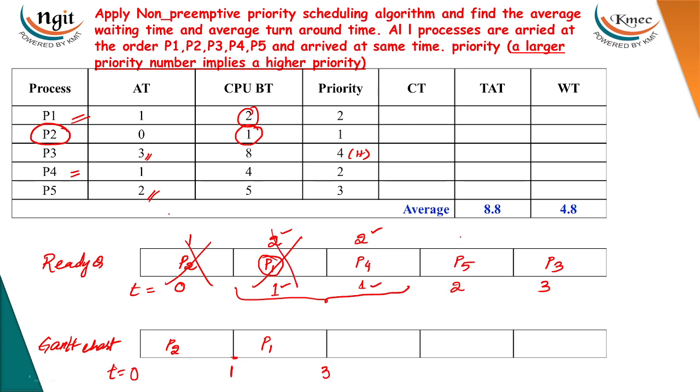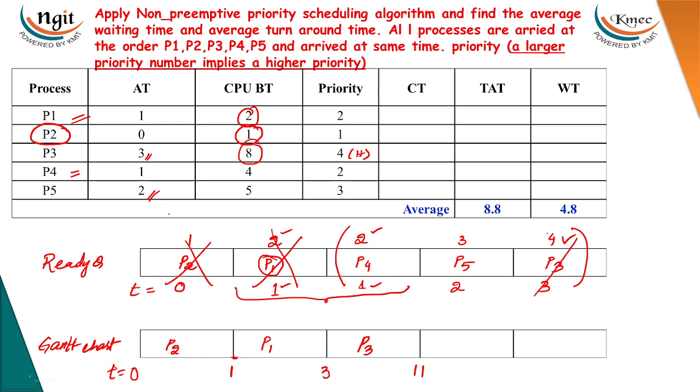Now write down the priorities of P5. What is the priority of P5? 3. What is the priority of P3? 4. Now at time t equal to 3, all the processes came to the ready queue. The processes that are left are P4, P5, P3. Out of these three, which one has the highest priority? Now compare here. P3 has the highest priority. So at time t equal to 3, P3 is loaded into the CPU and the burst time of P3 is 8. So it will be executed up to 11.